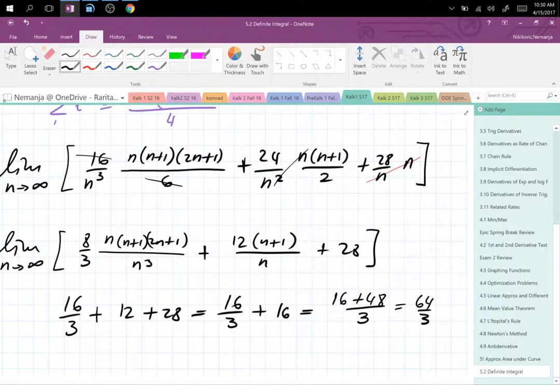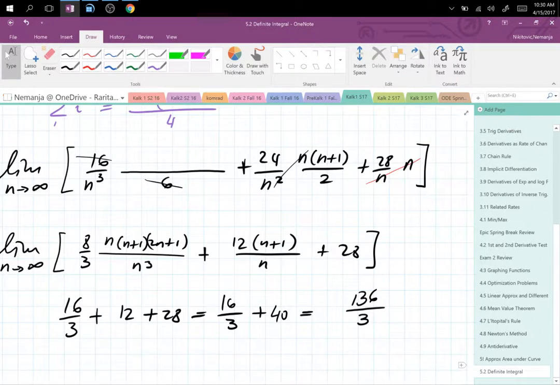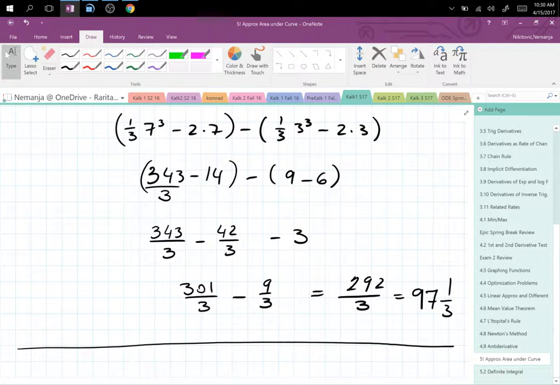40 times 3 is 120. Well, this is 16 plus 40. That's 120, 136. Still not good, right? There's still one more mistake somewhere. Because now it's too much. What was the other one? 292 over 3.